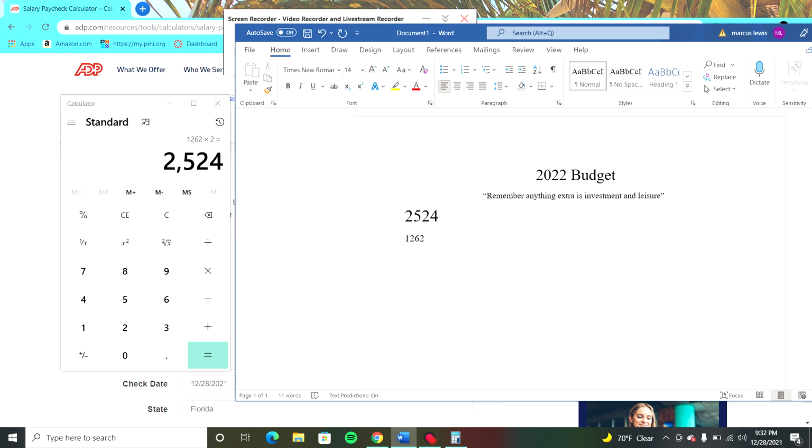1262. Alrighty? So this is half of your net pay. This is one paycheck. So it's always important that your rent and your lights and water do not go over this amount. That's not including having a car note and car insurance as well.